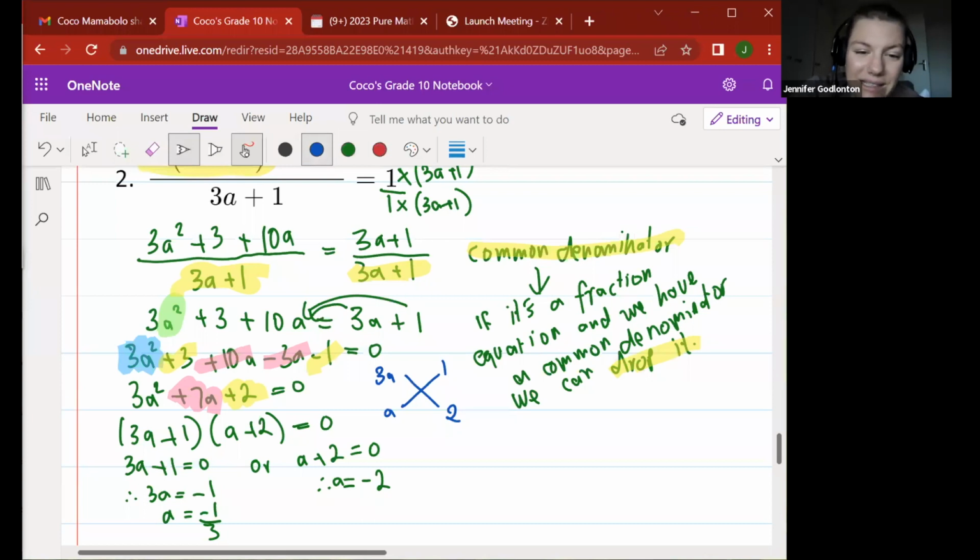So these brackets come from here, as we do our cross method for doing our trinomial over there.